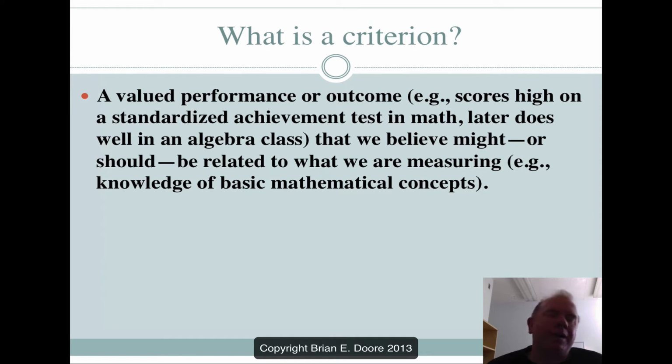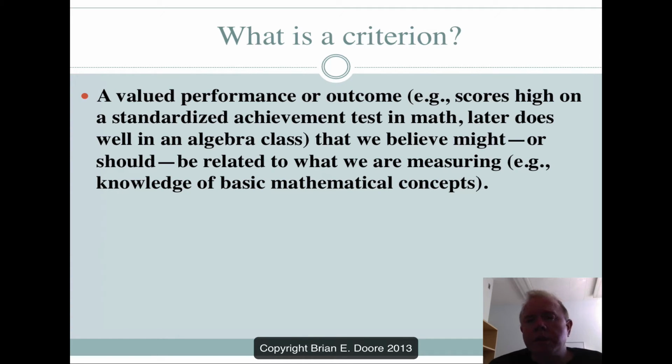So another type of evidence for validity is criterion evidence. And a criterion is some kind of a valued performance or outcome. So the earlier example that I gave about the SAT, which is success, in that case was success in college, is the outcome criterion. It's the thing that we say is the valued performance. So other ones might be that the child scores high on a standardized test in math and later does very well in an algebra class. So that we would use that math test to be a good predictor of whether or not they're likely to be successful in a class.